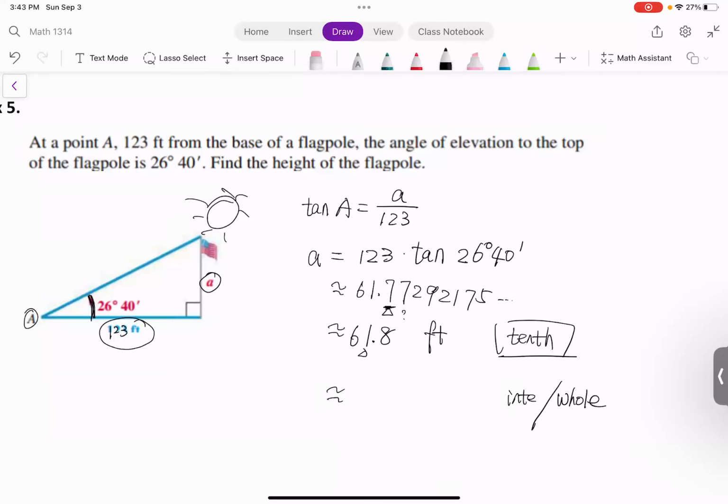Let's look at the decimals. The decimals here, the first digit is 7. So it's greater than or equal to 5. So I'm having 62. And that's all, because integer or whole number means no other decimal points. So I will erase this, because I assumed this one I rounded to the nearest tenth.